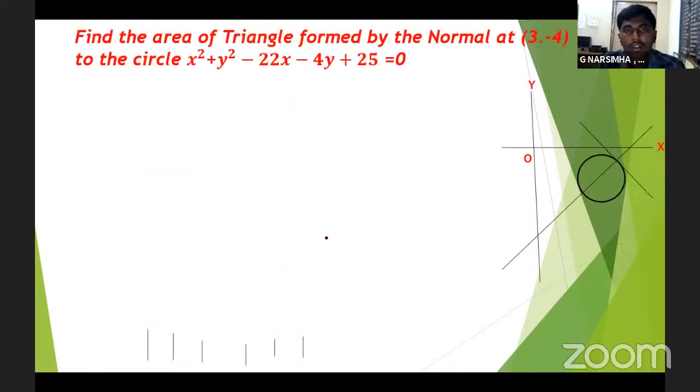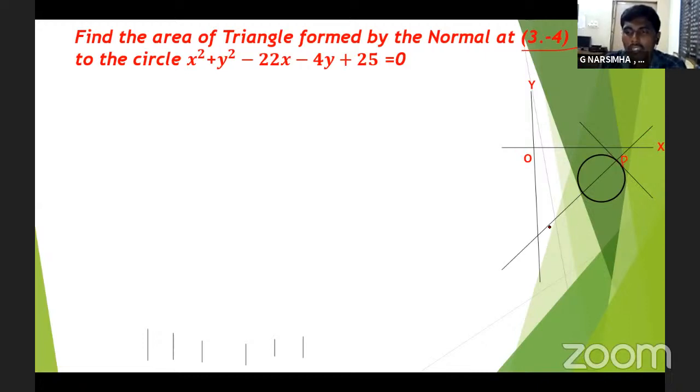Okay, now we are going to discuss one problem. Find the area of the triangle formed by the normal line at 3 comma minus 4 to the circle S equals 0, where the circle equation is x square plus y square minus 22x minus 4y plus 25 equals 0, and the point is given as P 3 comma minus 4.